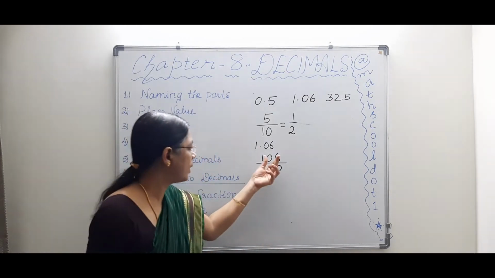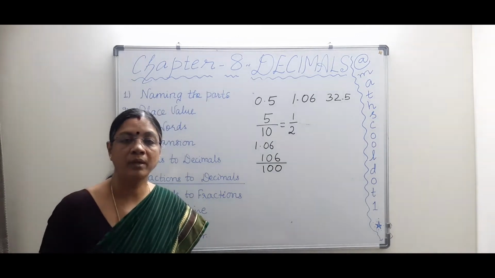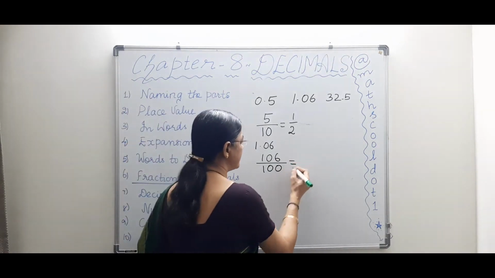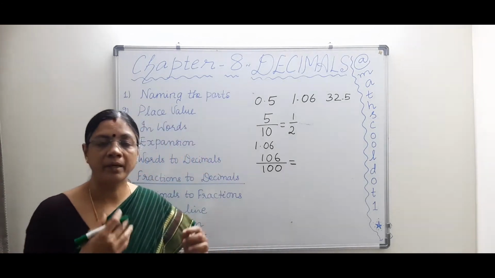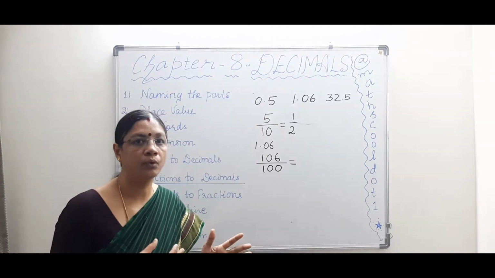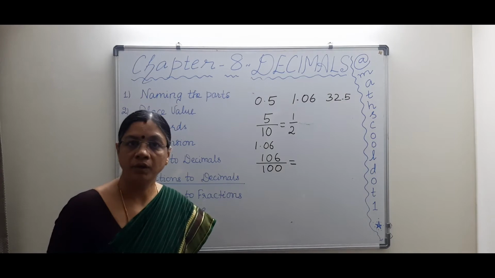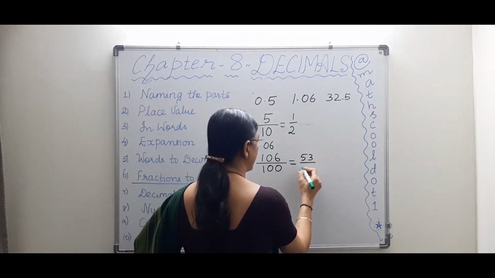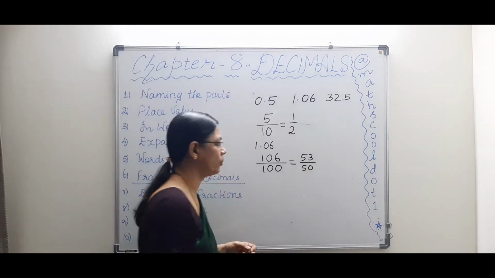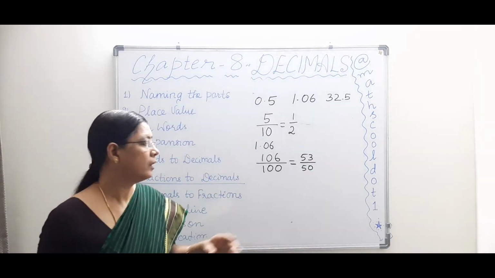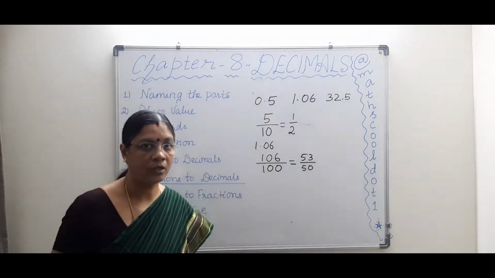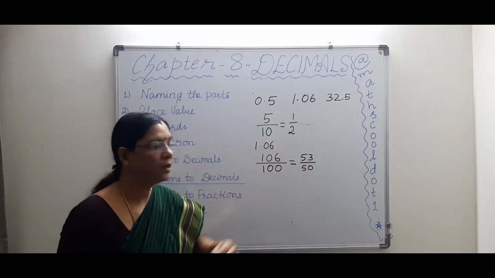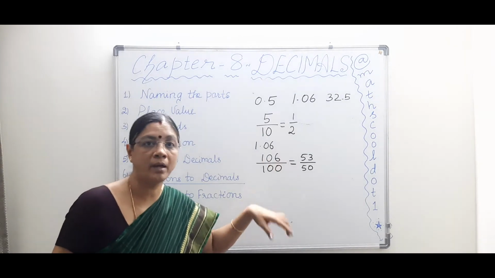That's it. Okay, so 106 divided by 100 can be converted into its lowest term by dividing it by 2, because these two are even numbers. Let's start with 2. So 53 divided by 50. Now 50 and 53 don't have any common factor because 53 is a prime number. So I just divide 53 by 50.